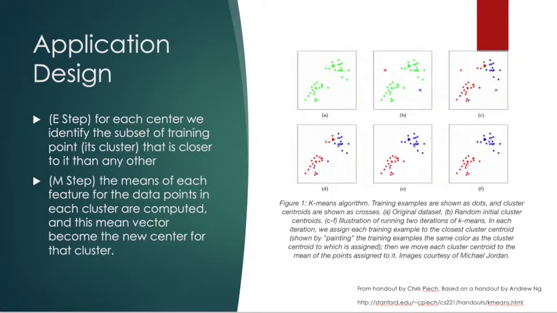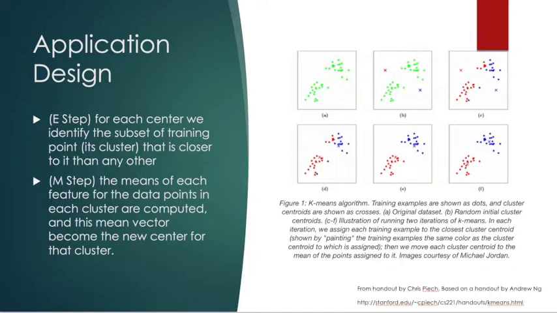So first, let's talk about the K-means algorithm. The K-means algorithm is a version of the EM algorithm. So for each center, we identify a subset of training points, its cluster, that is closer to it than any other. And then the means for the features of the data points in each cluster are computed, and this mean vector becomes the new center for that cluster.